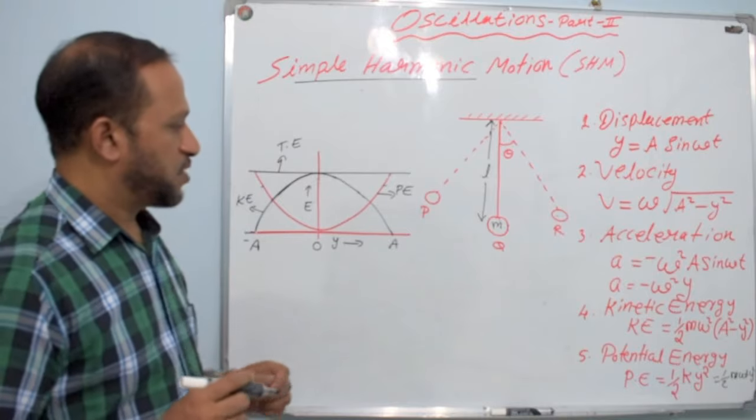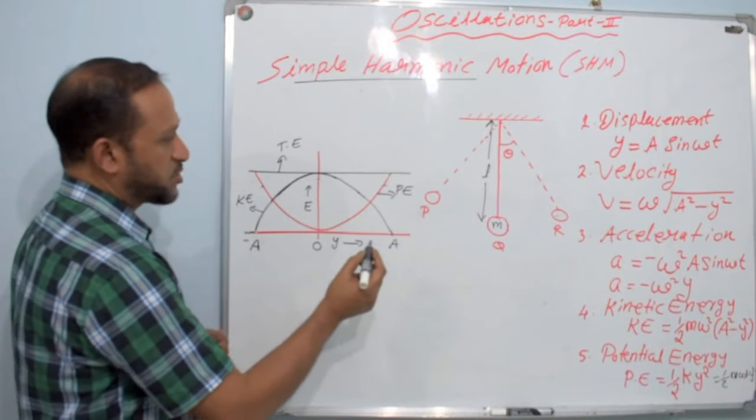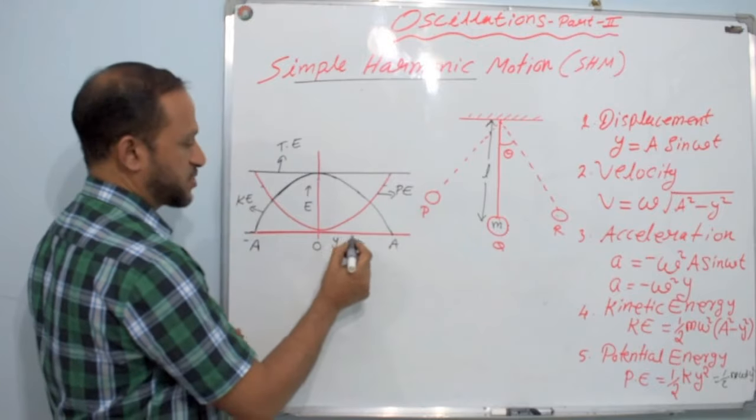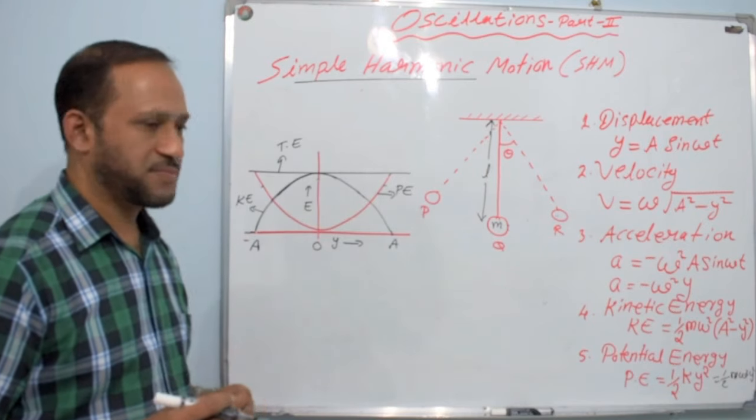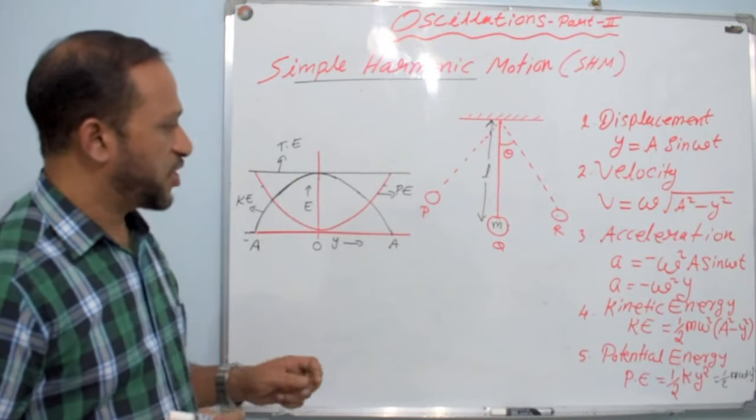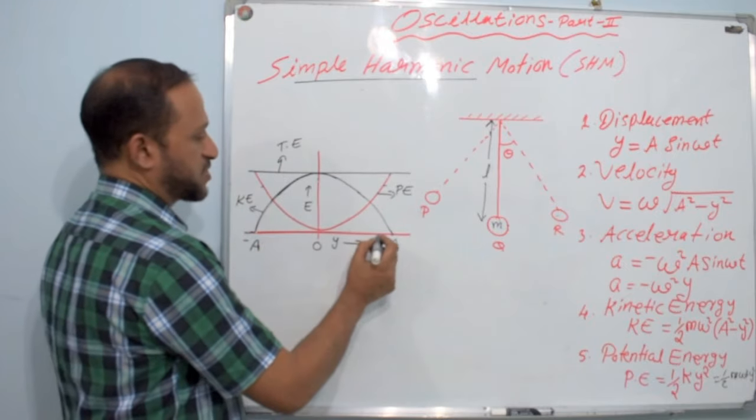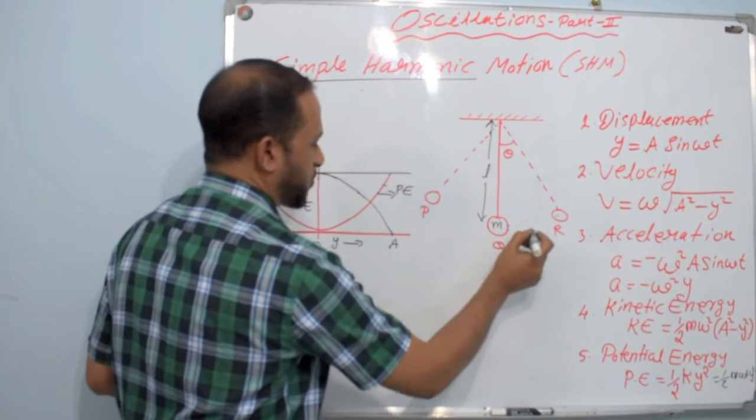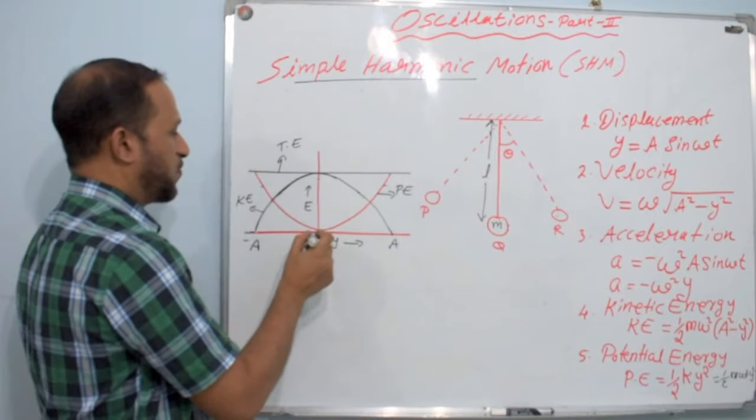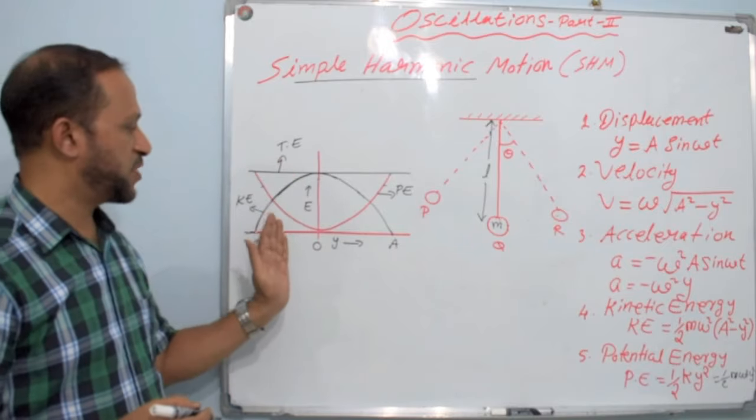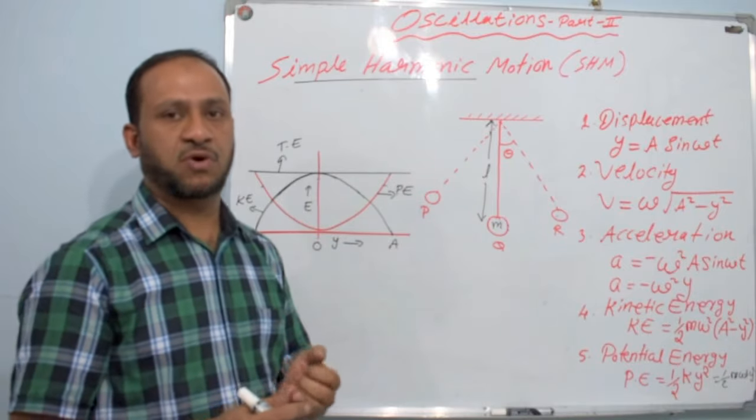Now we can see the variation of kinetic energy and potential energy on a graph. In this graph, on the x-axis, I am taking the displacement of the bob, in this direction. So the displacement y is taken along the x-axis. And the energy of the oscillator, I am taking on the y-axis. This energy on the y-axis can be kinetic energy, potential energy or the total energy.